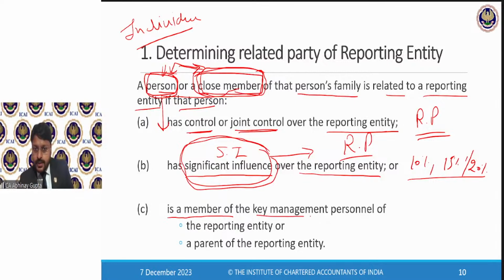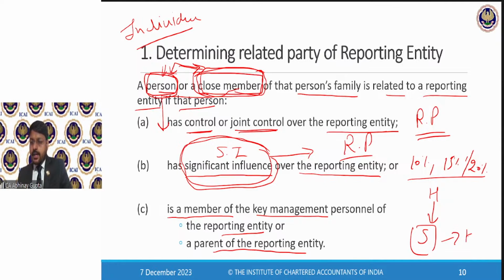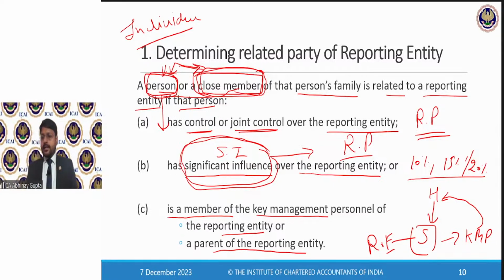either I am a member of the KMP of the reporting entity or of the parent of the reporting entity. Suppose there is H Limited, and its subsidiary is S Limited. Either I am the KMP of the reporting entity, or I am the KMP of its parent company, that is, the holding company. If I am a key managerial person of the reporting entity itself, I will anyway be related. And if I am not the KMP of the reporting entity, but I am the KMP of its parent or holding company, then definitely I will also be a related party for this reporting entity, that is, the subsidiary.